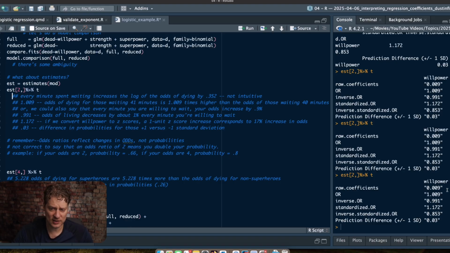Let's go on to the next one, the odds ratio. And that's a little more interpretable, but still requires some mental gymnastics. Now let me just review what an odds means. When you're talking about an odds, a lot of us might think of gambling.